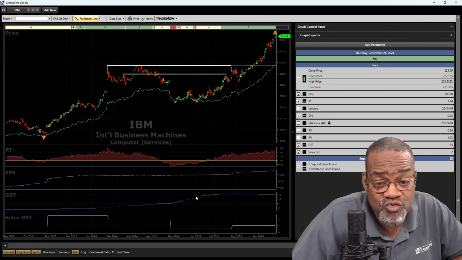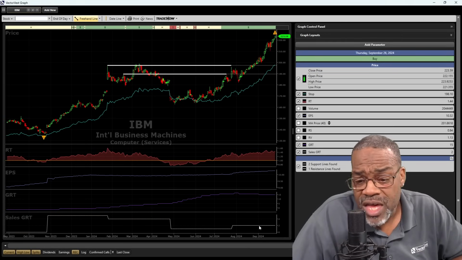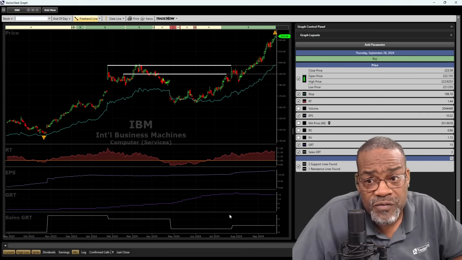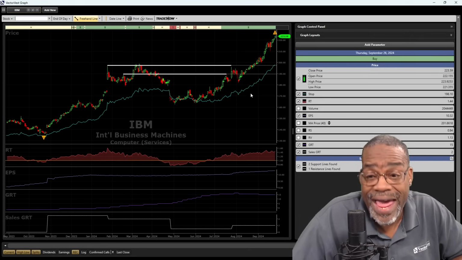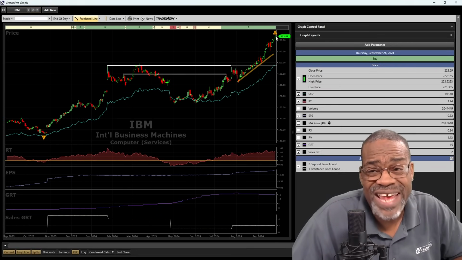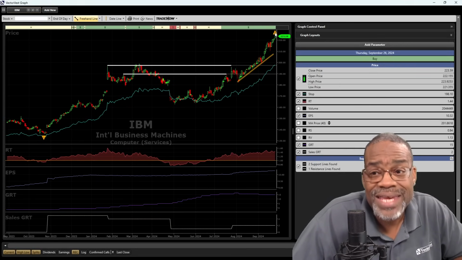Wow, IBM, rising earnings growth. Sales growth is higher than it was a year ago, but starting to fall. But do I like that? Absolutely. Look at that trend line, broke through resistance, hasn't created another resistance and new high. Good time to buy? Yes.